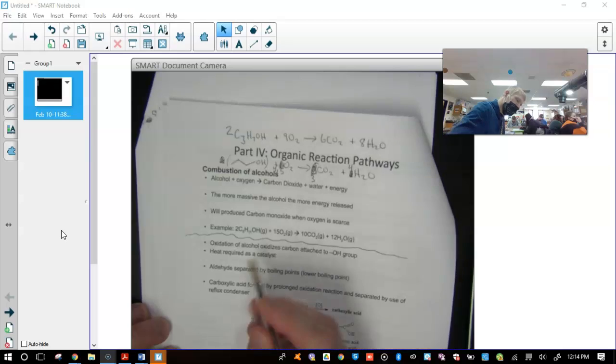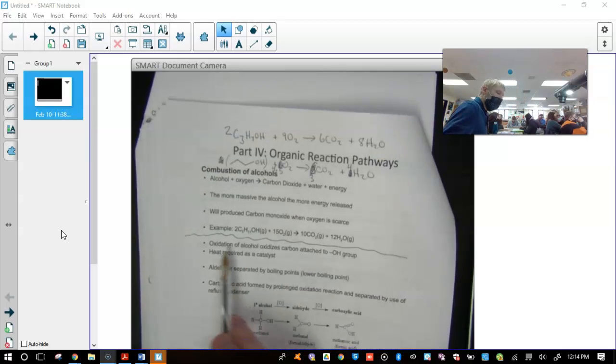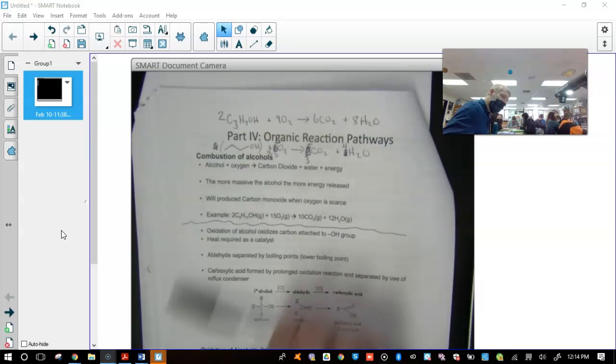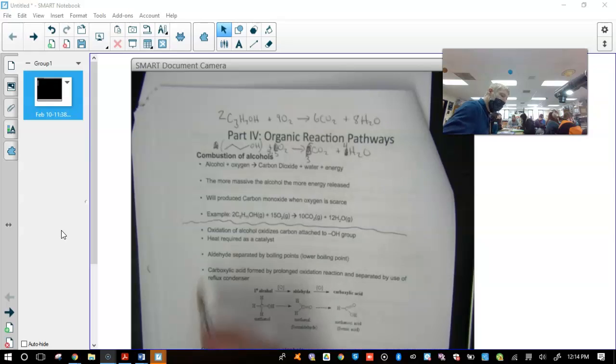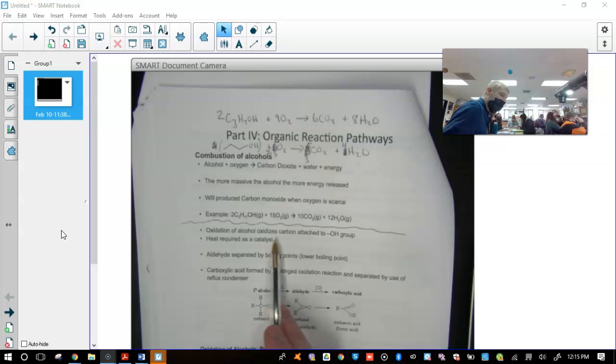Yeah, I was getting confused. I was like, what does this have to do with combustion of alcohol? Oh, it doesn't have anything to do with that. So oxidation of alcohol, that refers to what we're doing right here. This is kind of just a summary lead up to the next couple of pages where we got primary alcohol, secondary alcohol, tertiary, which is based off of which carbon is the OH hanging off of: the end, the middle, or a branch. So oxidation of alcohol oxidizes the carbon attached to the OH.